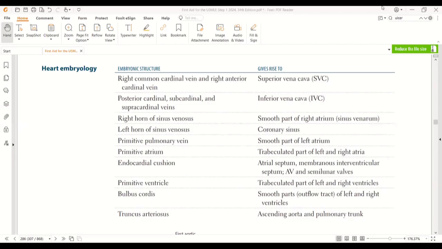Okay. So today we will discuss some embryological stuff related to the cardiovascular system. USMLE doesn't ask this embryological structure in this way, so I give you the example.